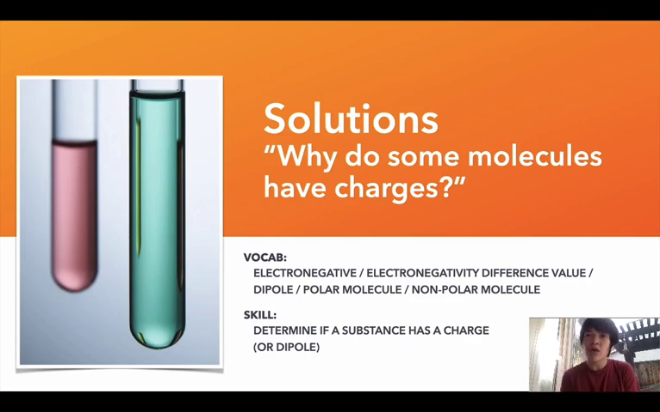In this video, we're going to go over just a few more vocab words: electronegative, electronegative difference values, dipole, polar molecules, and nonpolar molecules. And by the end of this video, we should be able to determine if a substance has a charge or a dipole.